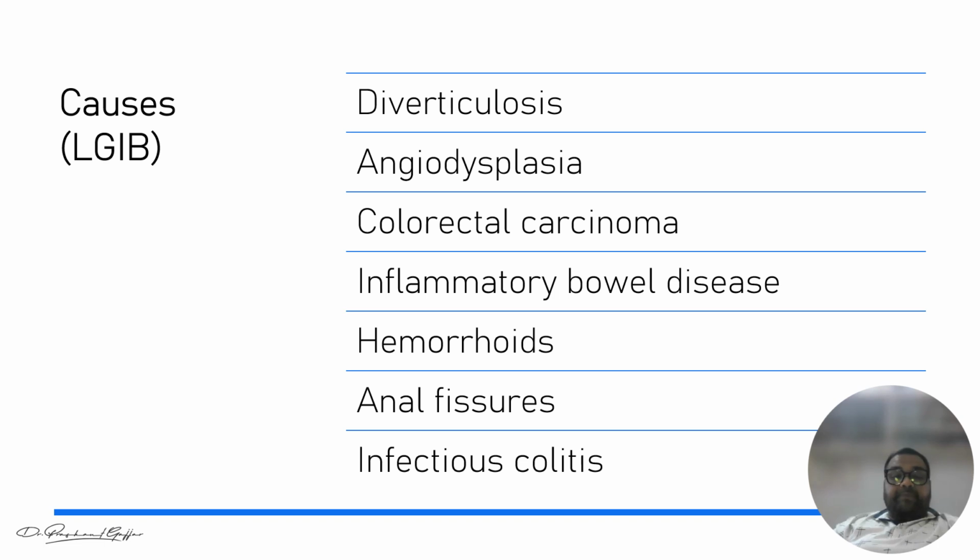Development of diverticulosis, angiodysplasia, colorectal carcinoma, inflammatory bowel disease, hemorrhoids, anal fissures, and infectious colitis. In all these conditions, there is a risk of lower GI bleeding. And let's see the mechanism of lower GI bleeding.